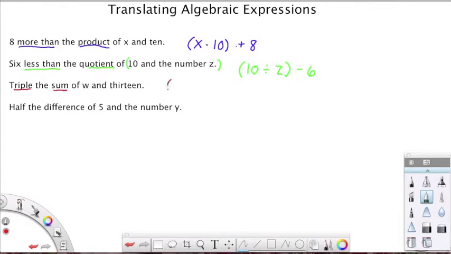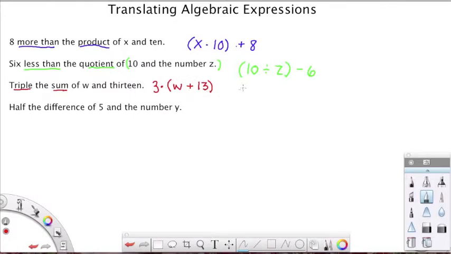So let's put our parentheses here: w plus 13. Okay, now what are we supposed to do with the sum of this? It says triple it. Well, what does triple mean? It means multiply it by 3. So we put 3 times the sum of w and 13. Now see, it's not 3 times w.